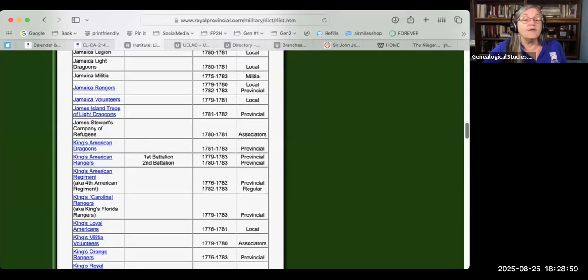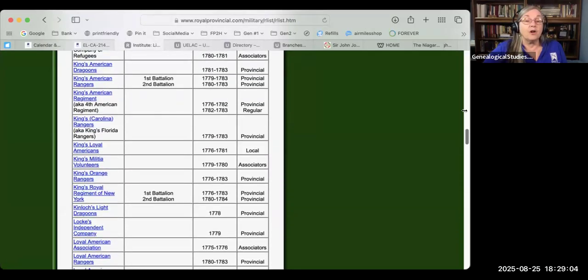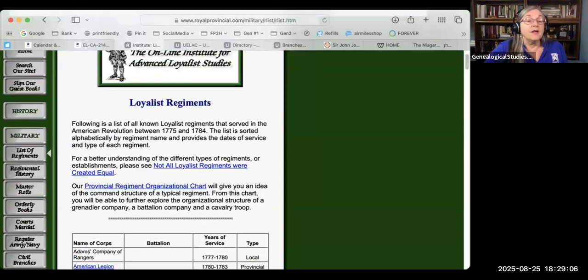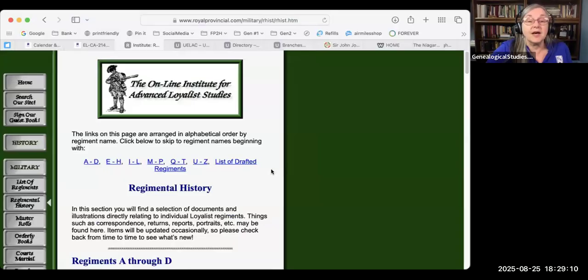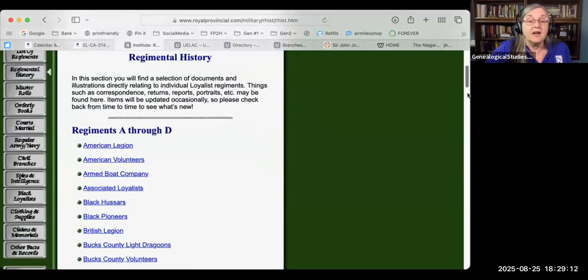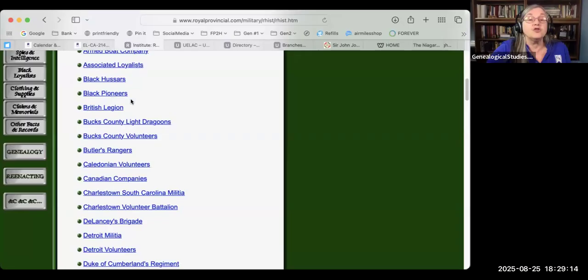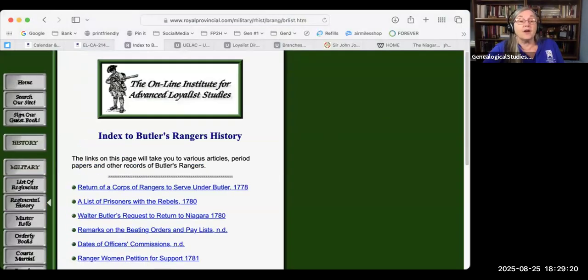And so not all of them have links, but he's working on information for all of them. And then this is regimental histories, and that's alphabetically, so you can go in individually and click on it and find out about that regiment. Like here's Butler's Rangers.